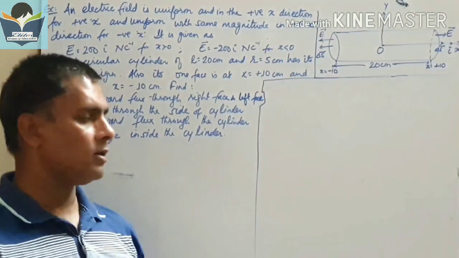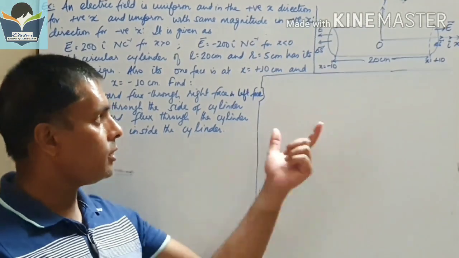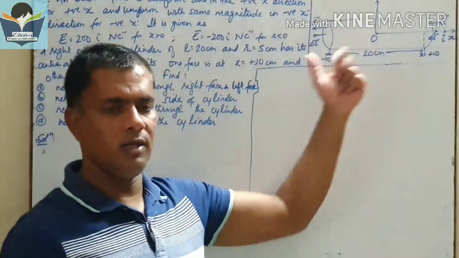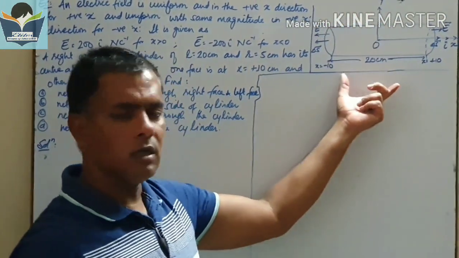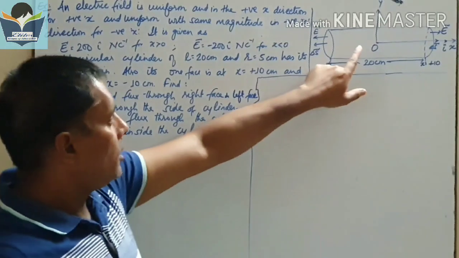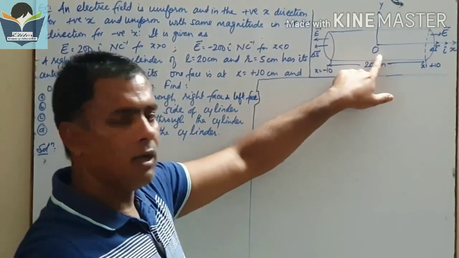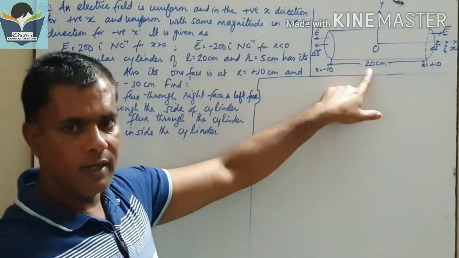We now take another numerical. In the first numerical we had a cubical body placed in a uniform electric field. Now we have a cylindrical body placed in that field. The configuration of this system is somewhat different. Here the center of the cylinder is at the origin. The length of the cylinder is taken to be 20 centimeter.